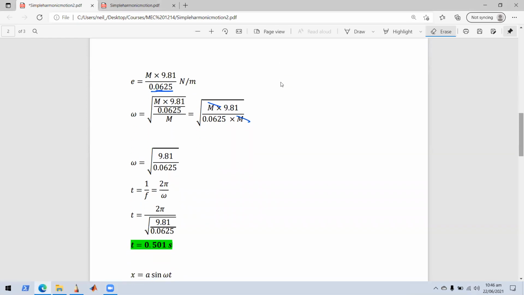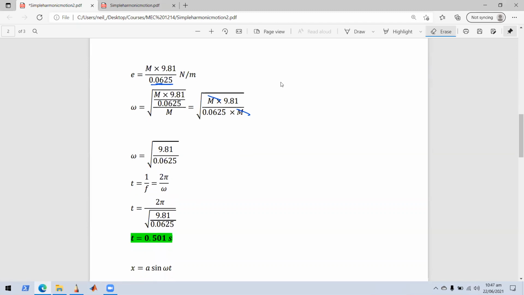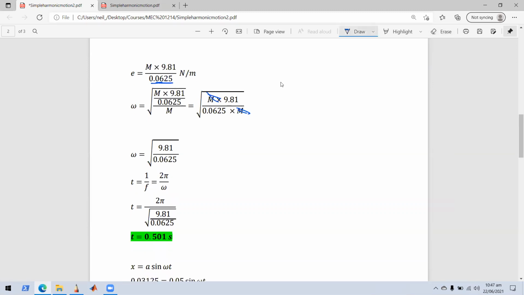Okay, so now we cancel out these two m's. So we can simply say omega is equal to 9.81 divided by 0.0625 to the power of 1/2, or the square root of 9.81 divided by 0.0625.